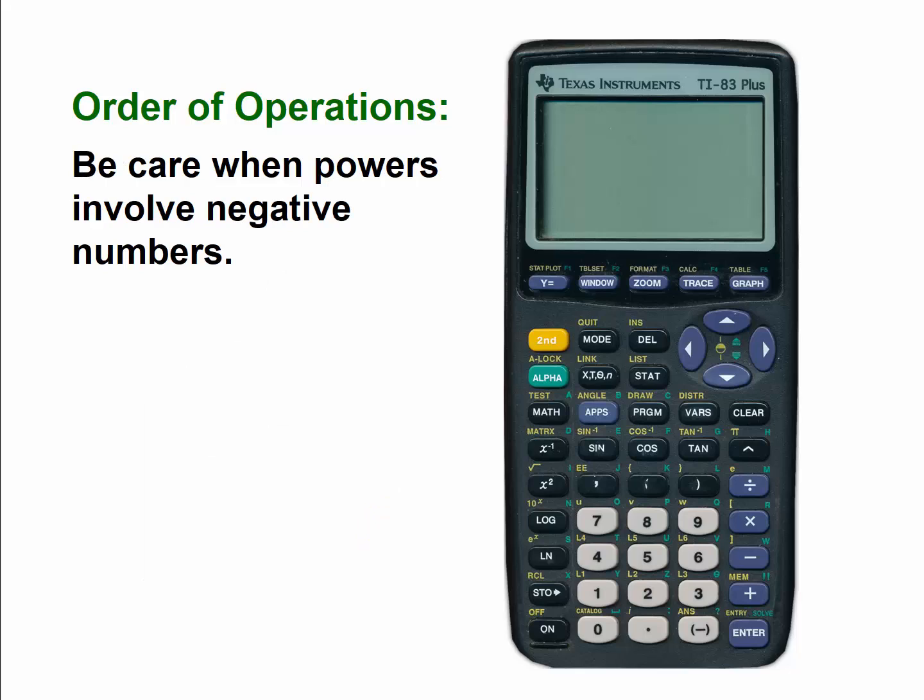When we have powers involving negative numbers, we need to be careful. These two examples will produce different numbers. This example says I want to take the opposite, the negative, of what 7 squared is. So 7 squared is 49, and the opposite of 49 is negative 49. This problem says take negative 7 and square it.